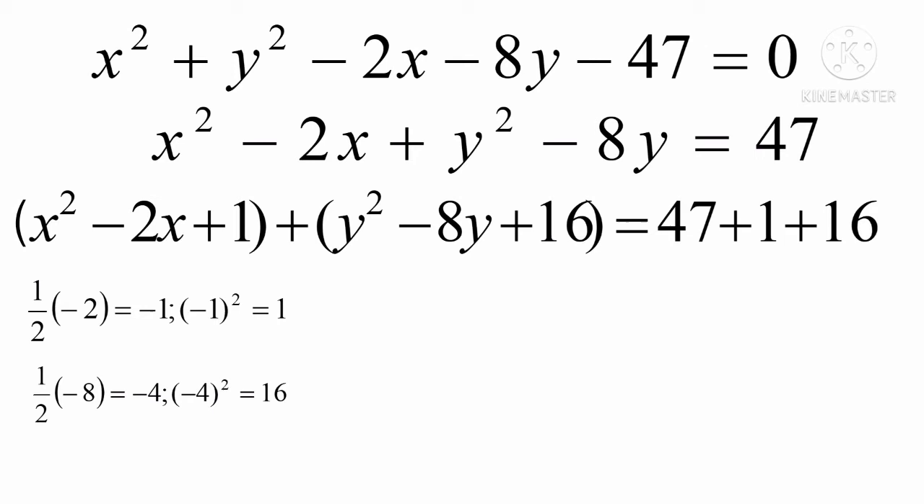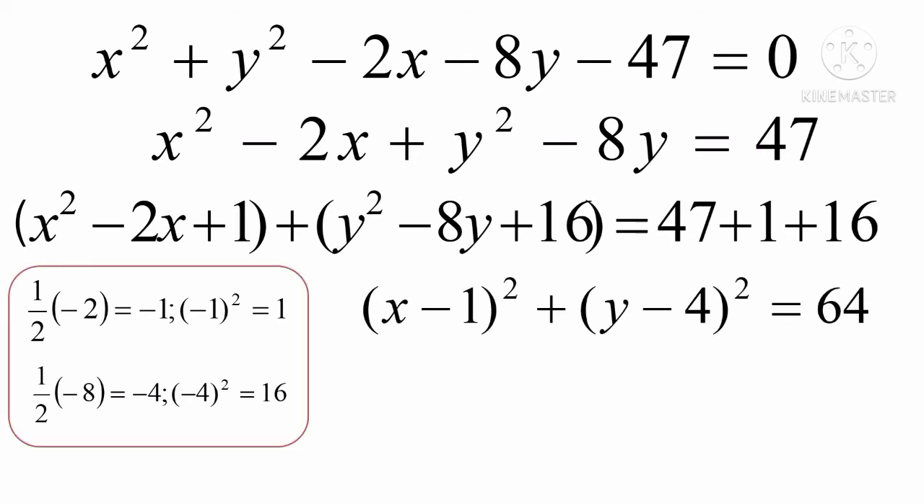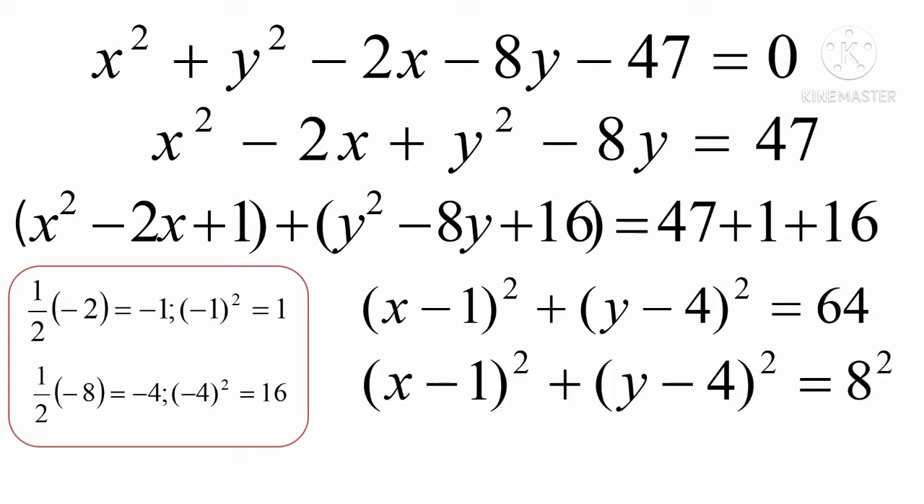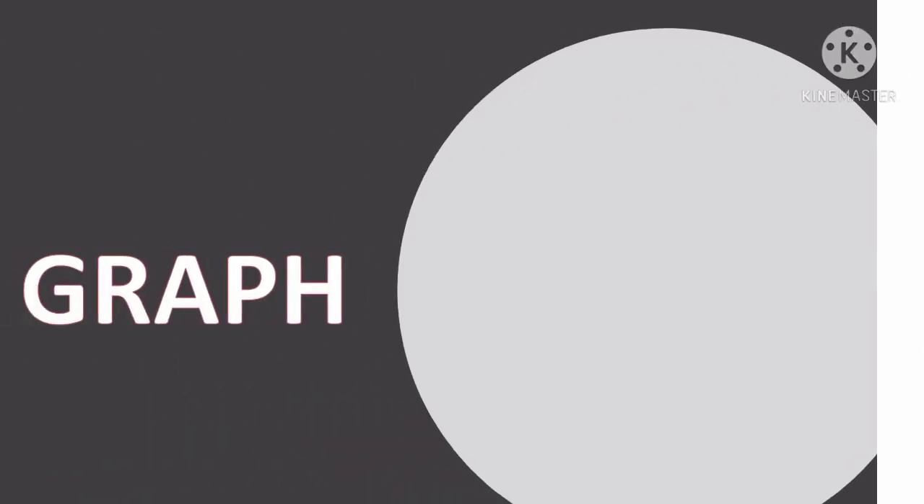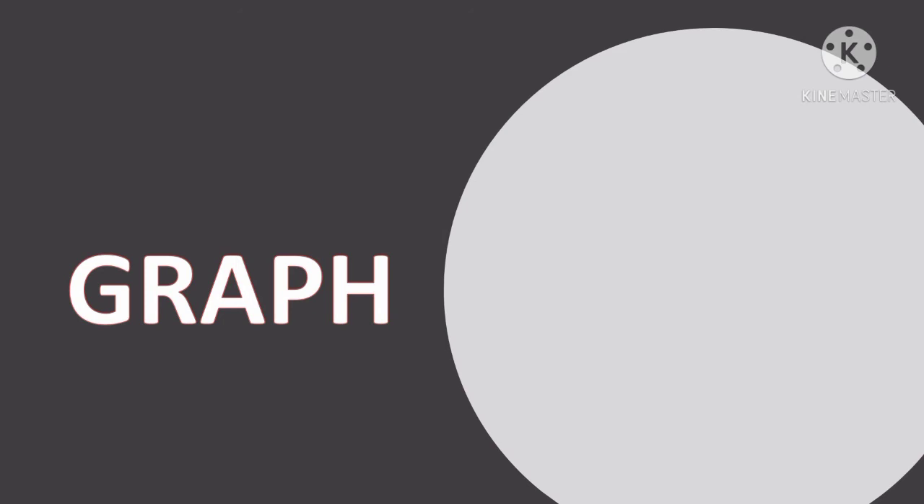In this form, we can transform the perfect square trinomials into the standard form of the equation of a circle. So we have here the quantity (x minus 1) squared plus the quantity (y minus 4) squared equal to 64. Now 64 is the result of 47 plus 1 plus 16. With this standard form, we can now determine the center and the radius of the circle. Since r squared is 64, the radius is 8 units and the center is (1, 4). So after determining the center and the radius, then we can graph.